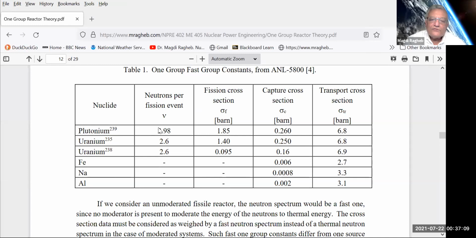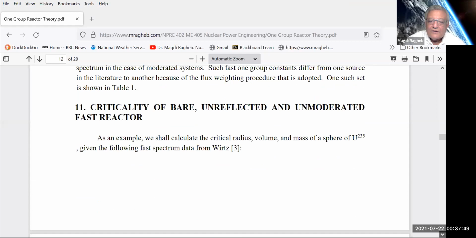For instance, if you have plutonium-239, the nu, the regeneration factor, is 2.98, higher than for uranium-235, 2.6, or uranium-238 at 2.6. The fission cross-section, though, in barns, for plutonium-239 is 1.85 and uranium-235, 1.40. You notice that plutonium has a higher number of neutrons per fission event, and the fission cross-section is higher. And we'll see later that means that the critical mass for plutonium is going to be less than the critical mass of uranium-235. We have the capture cross-section and the transport cross-section tabulated for us to use in a calculation.